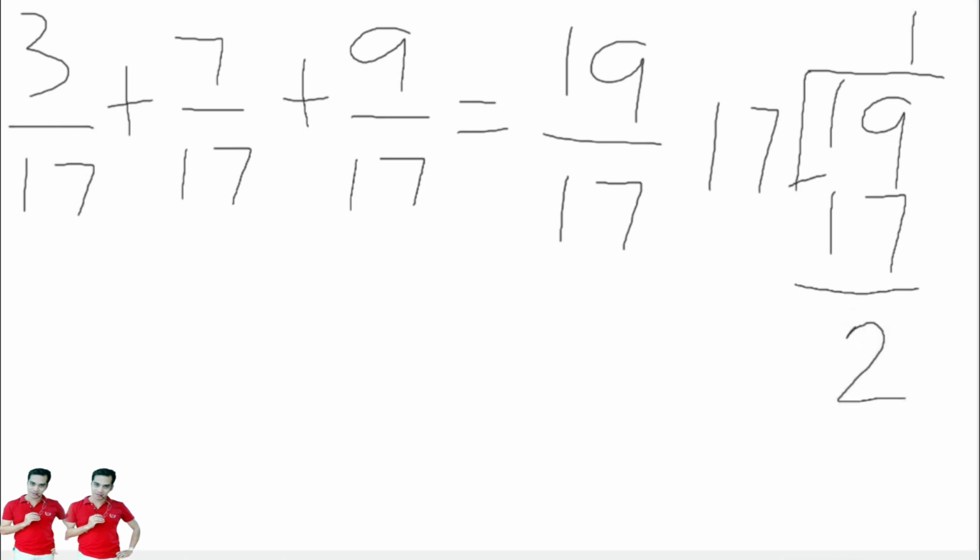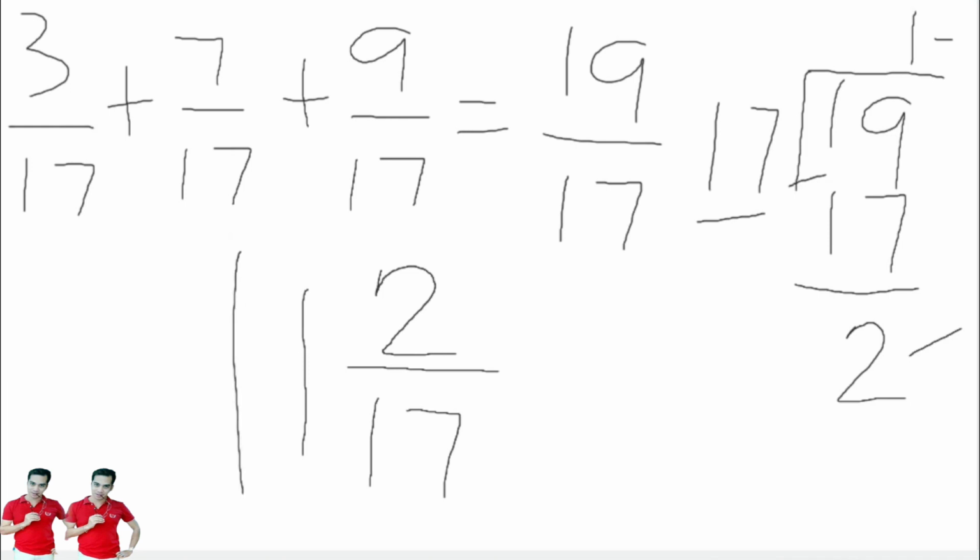Now, paano po ba natin isusulat ang final answer? So yung 1, yung nasa taas or yung answer, ay gagawin nating whole number. Ilalagay po natin siya sa gitna. Pagkatapos po, lalagay tayo ng bar, hatiin natin. Then, ang remainder na 2, yun po yung ilalagay natin or gagawin nating numerator. Then, of course, yung number na sa labas, ilalagay natin sa denominator. So, your answer now is 1 and 2/17 or 1 and 2 17ths.